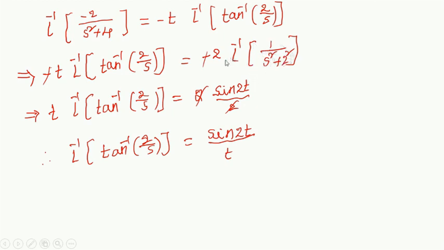This is of the form L inverse of 1 by s square plus a square. So the value of this one is sin at by a. Here a is 2, so sin 2t by 2. So 2 2 is cancelled. So t, bring from left to right. Here t is multiplying. If it goes to the right side, it divides the function on the right side. So L inverse of tan inverse of 2 by s is equal to sin 2t by t.